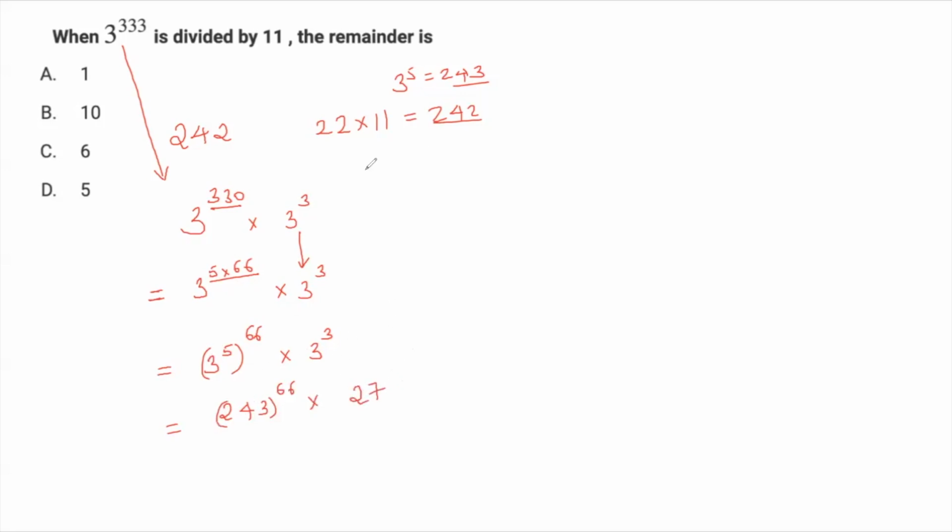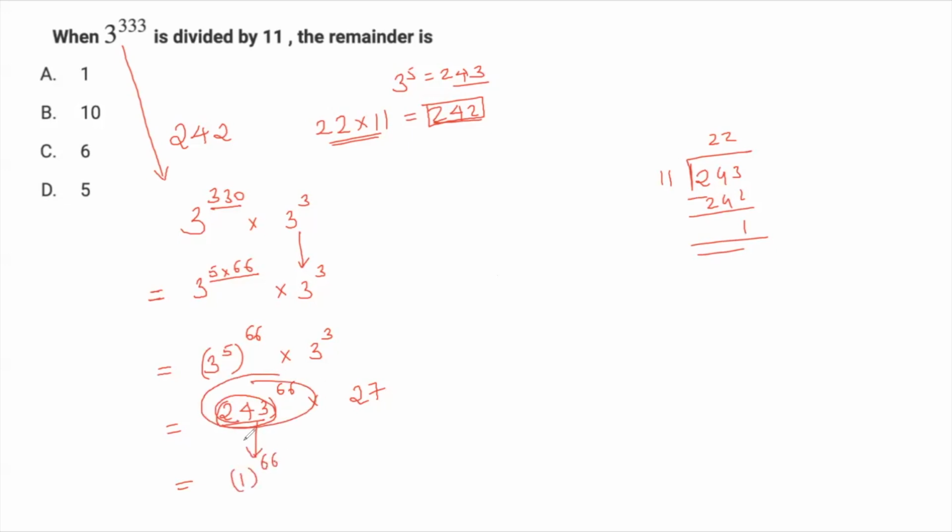Now, remember guys, we have discussed that 22 into 11 was 242. So if I divide this 243 by 11, 11 22s are 242, I will get the remainder as 1. So technically, this 243 on dividing by 11 leaves a remainder 1. Thereby, this first part here will be 1 raised to the power 66, 1 into 1 into 1 into 1, 66 times. So therefore, 1 power 66 into 27 divided by 11: 11 2s are 22, the remainder is 5. So this part gives you a remainder 5.